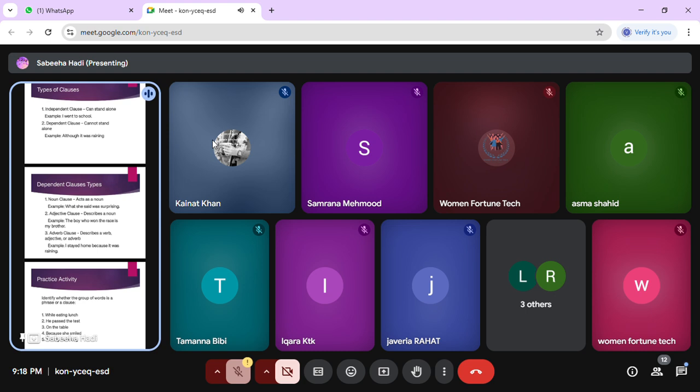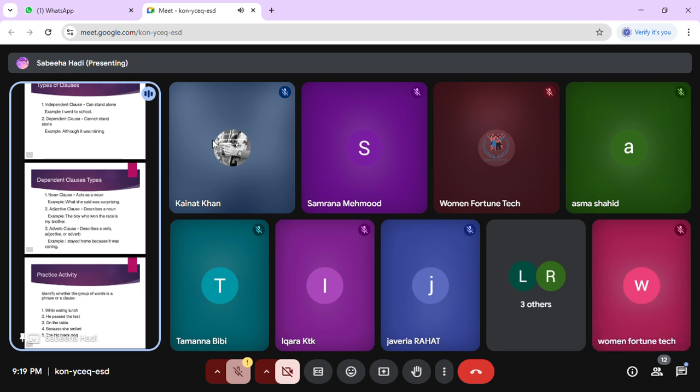A noun clause acts as a noun. It means that in a sentence, a noun clause gives us the meaning of a noun. For example, "What she said was surprising." Here, "what she said" acts as a noun in the sentence. She is the subject and said is the verb. So "what she said" is a dependent clause, and it is a noun clause. Do you understand, girls?